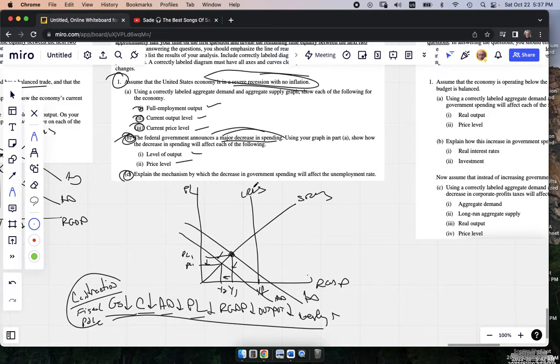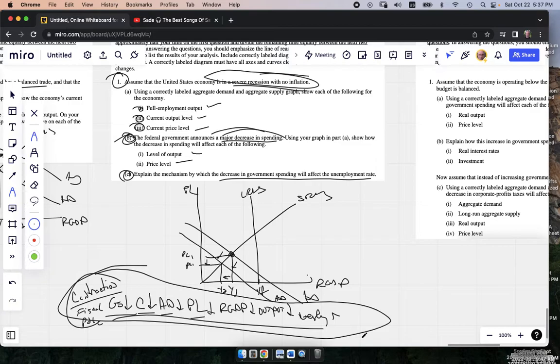Now, explain the mechanism on which a decrease in government spending will affect the unemployment rate. That's what we're doing right here, right? And I would have given them all this.